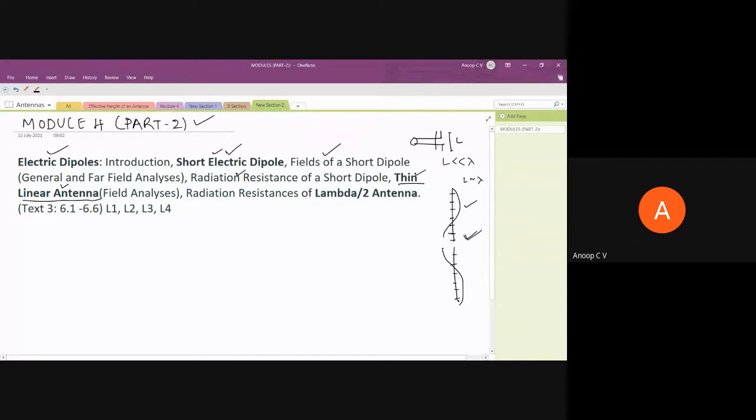See, these are the 4 important topics of this particular part of this module, and all the 4 topics are very, very important, right? So we'll start with the short electric dipole. Initially I'll tell you what is a short electric dipole.